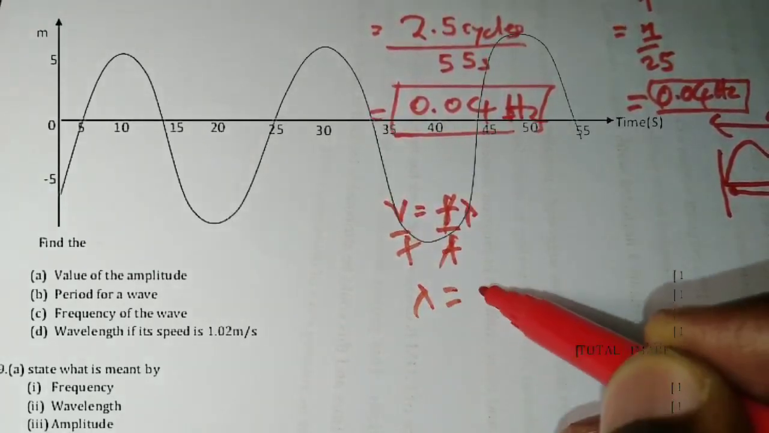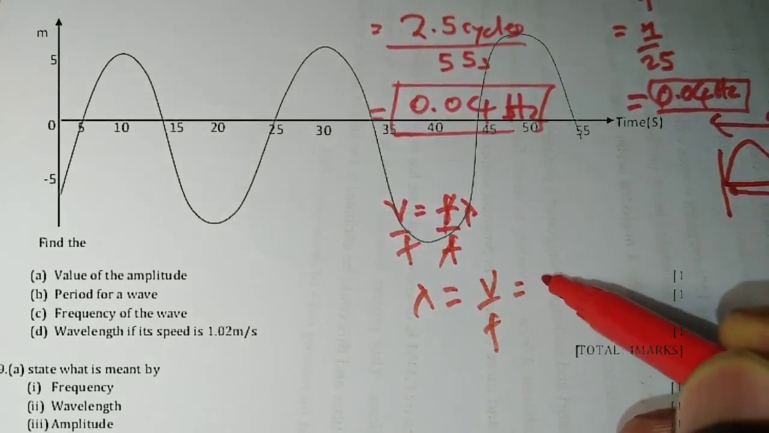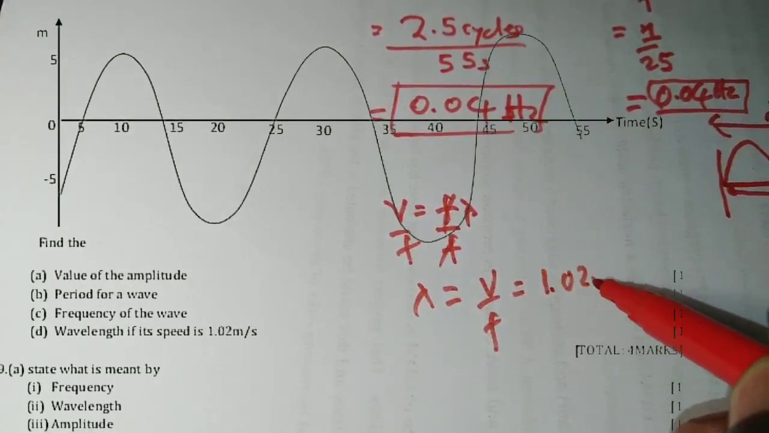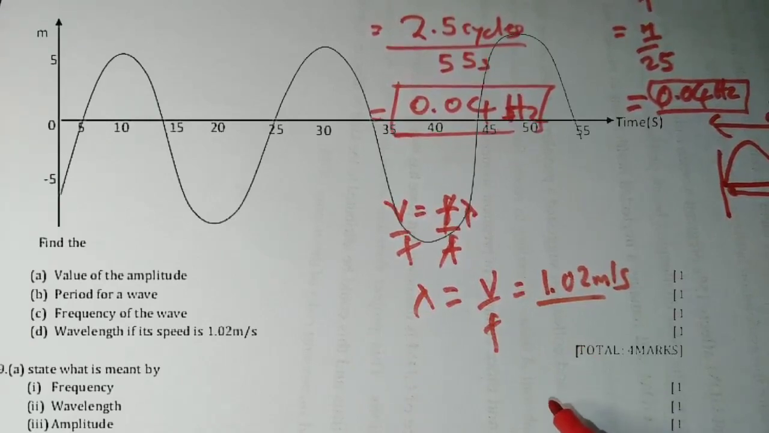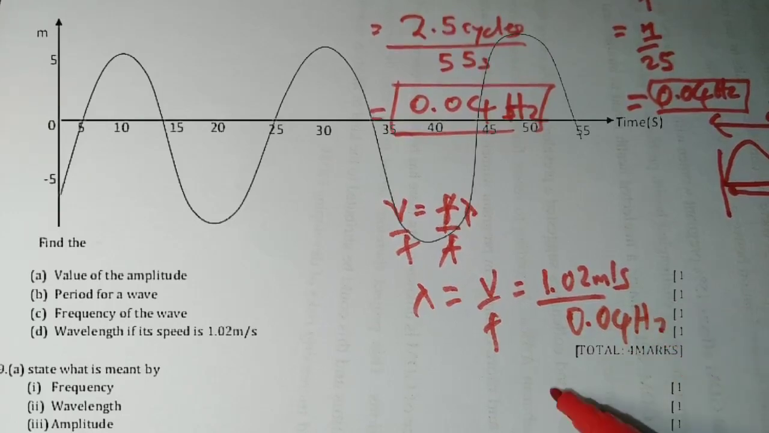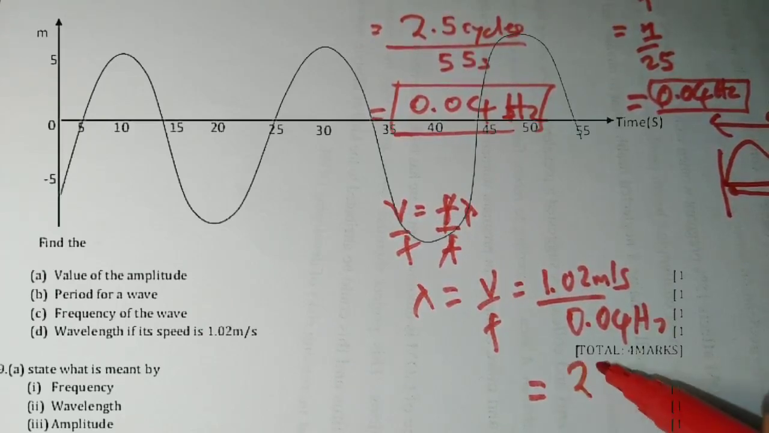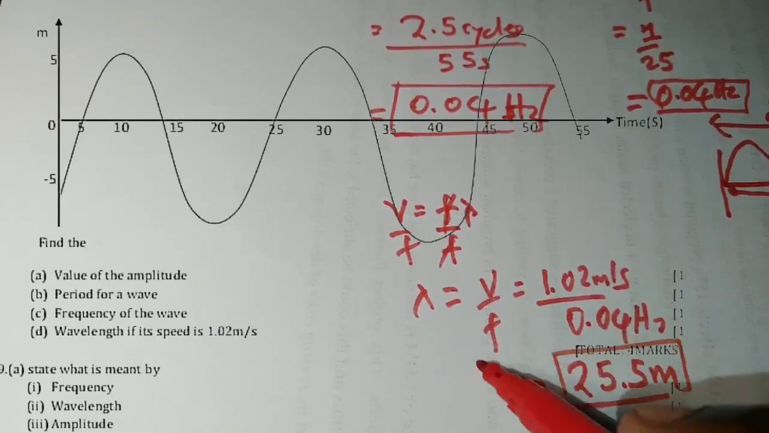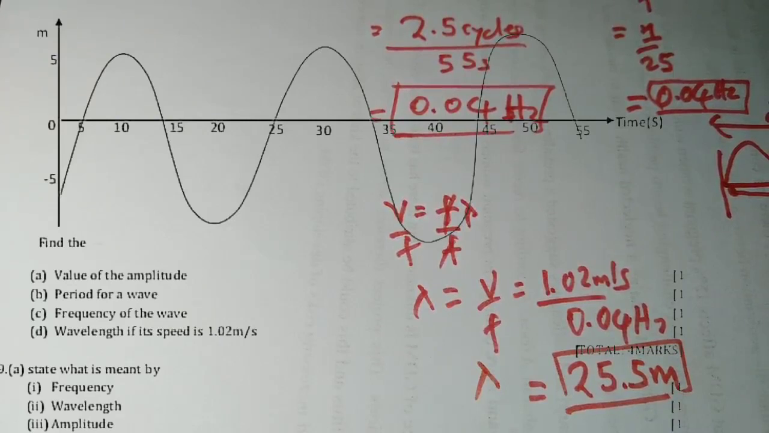So lambda is equal to velocity over frequency, 1.02 meters per second. The frequency we've already calculated, 0.04 hertz. The only thing to do now is to divide 1.02 by 0.04. Okay, so we get 25.5 meters. That is the wavelength for this question.